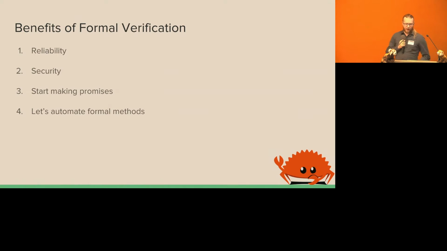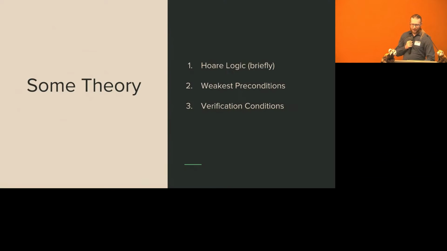You can make your code more secure. You can, as I mentioned, start making promises about your code. And really the key to getting formal verification used in the industry, I feel, is to automate it more and make it more accessible for everybody to use. And a formal verification condition generator allows us to automate that process and make it easier and make it something that people might actually want to use.